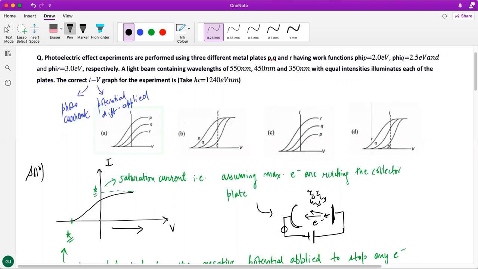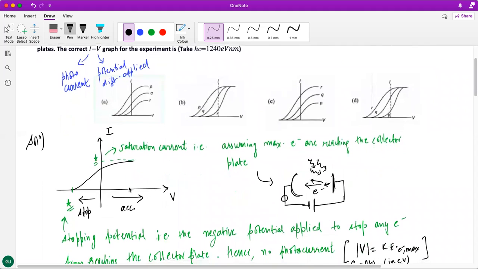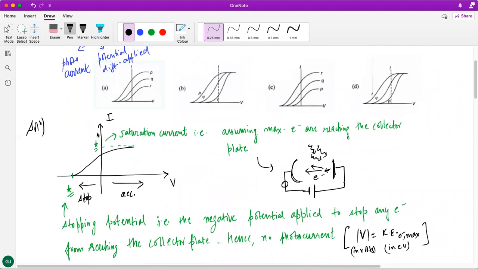Now, in the graph, on the x-axis, if you will notice, the positive potential difference that will be applied will be called the accelerating potential difference, because it will help in increasing the kinetic energy of the ejected electrons, whereas the negative potential difference that would be applied will be called the stopping potential difference, because the direction will be in such a manner that it will reduce the kinetic energy, right? So based on this understanding, now you can understand two important features in this graph.